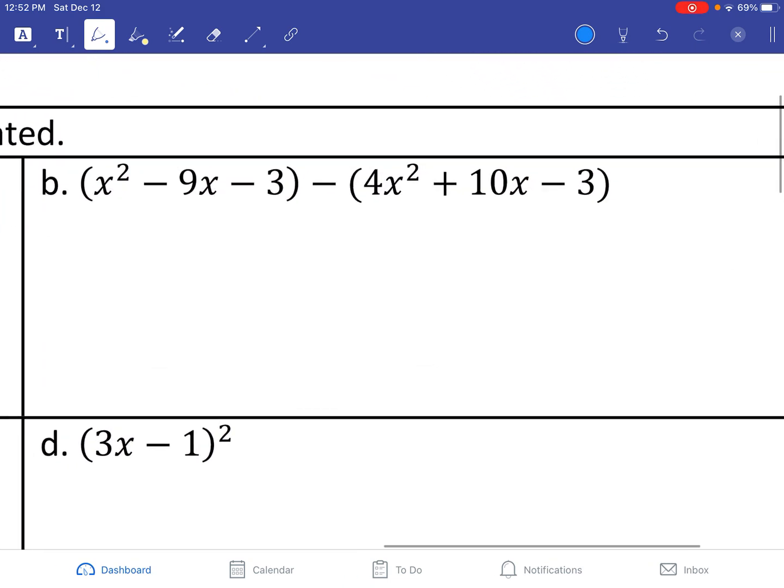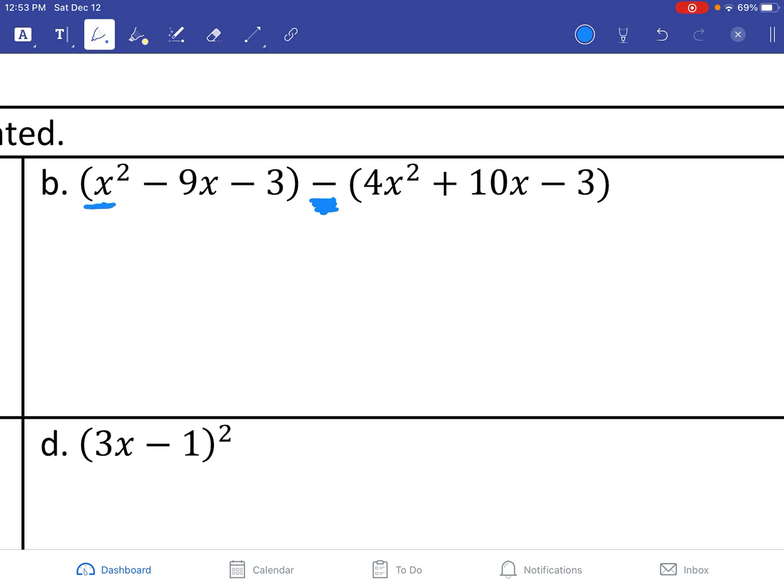All right, next. This time we are subtracting. Please do not multiply. Now when you're doing subtraction, it's very important that the negative sign is going to change all the terms in the right-hand parentheses. So that becomes negative 4x squared, negative 10x, and plus 3, because the signs all change. All right, so we're going to combine the like terms.